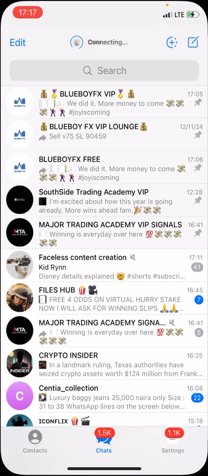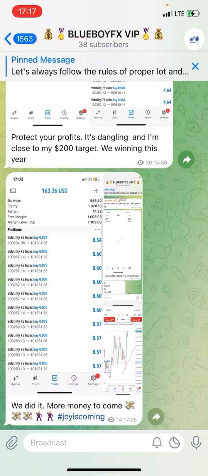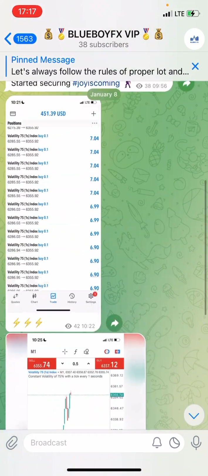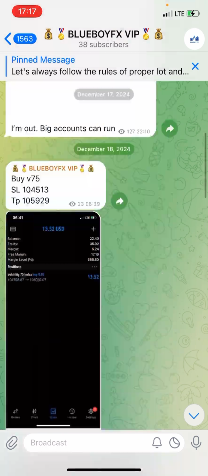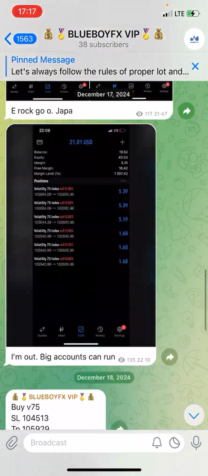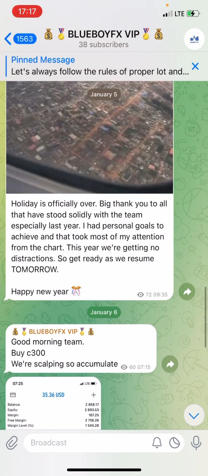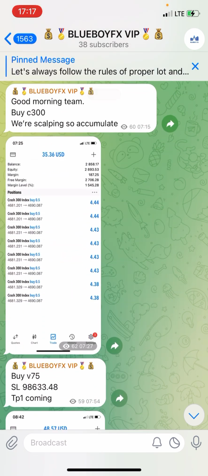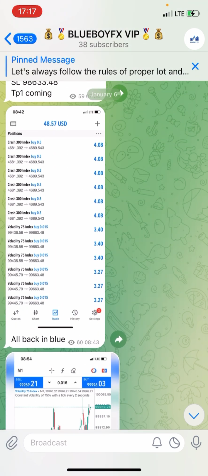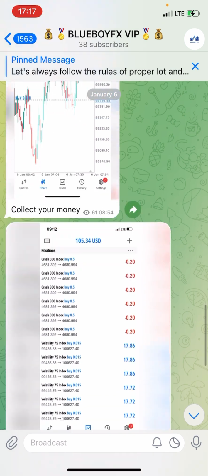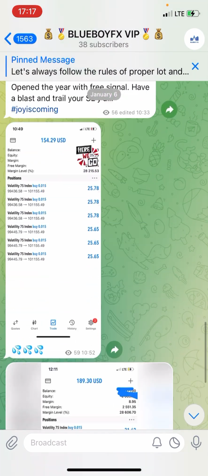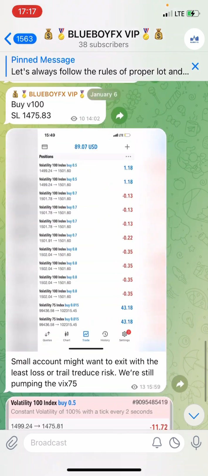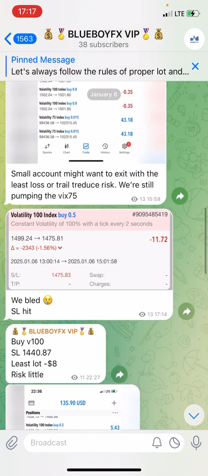Of course, let's go look at our VIP. This is how our VIP is popping right now. Since the beginning of this year, we've only lost one trade. So let's go back to January 1st. This is the 5th of January. We started with a C300 profit, VIX 75 profits. Then the only trade we lost was the step index.